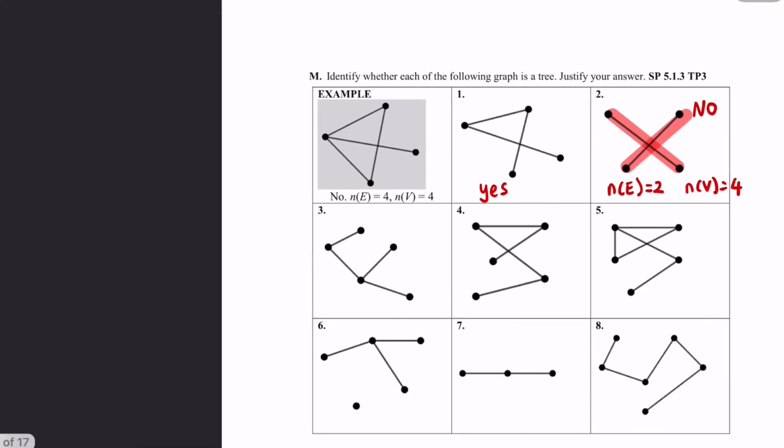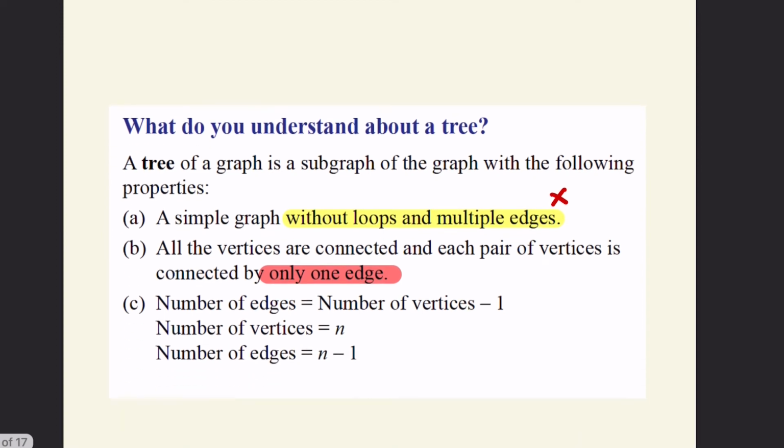Okay. Ingat lagi tak syarat dia tadi di sini? Number of edges is equals to number of vertices minus 1.